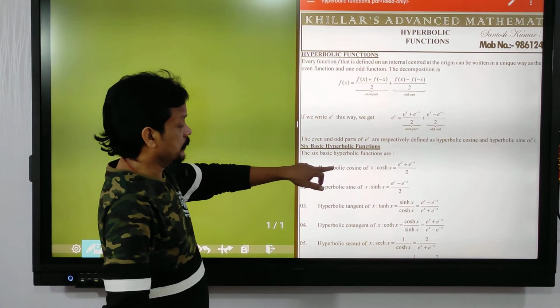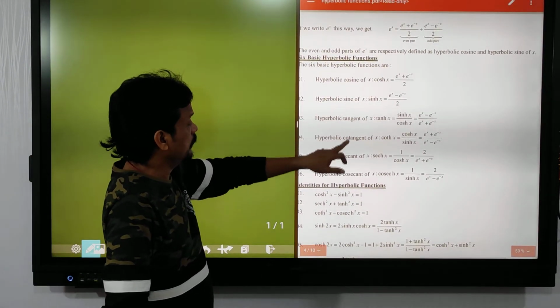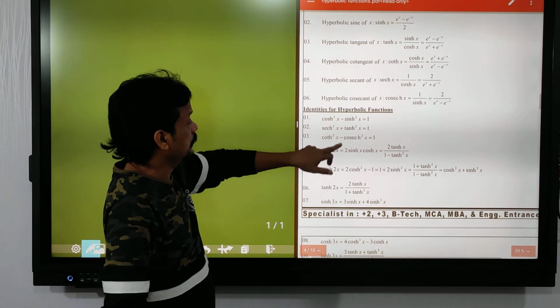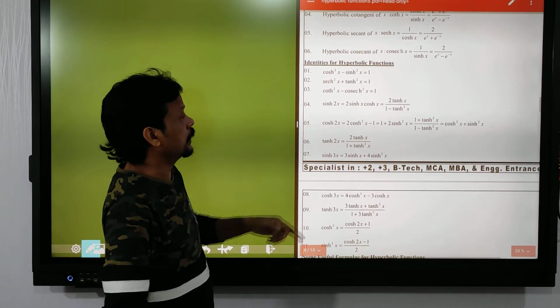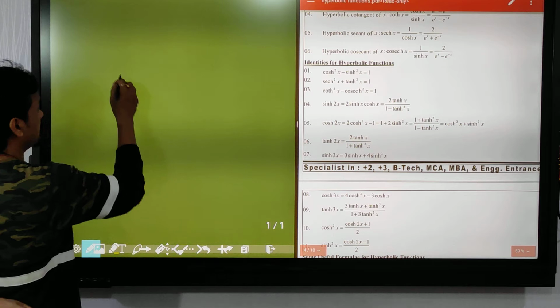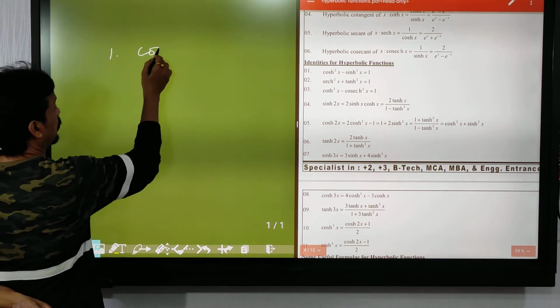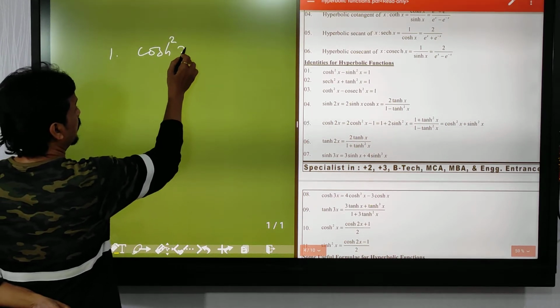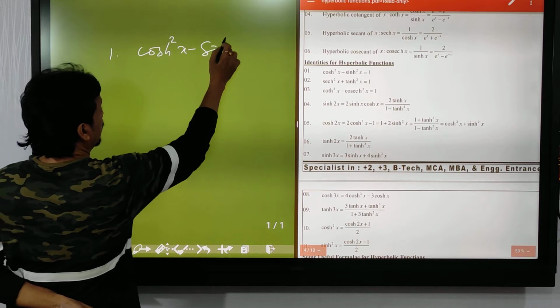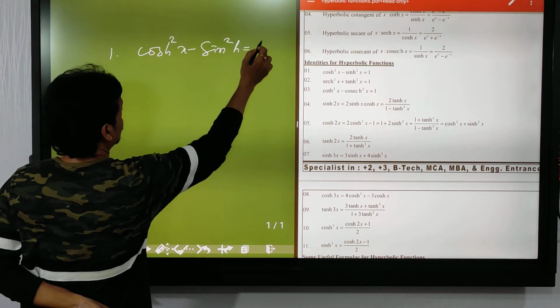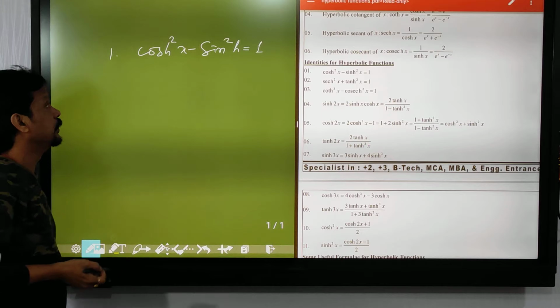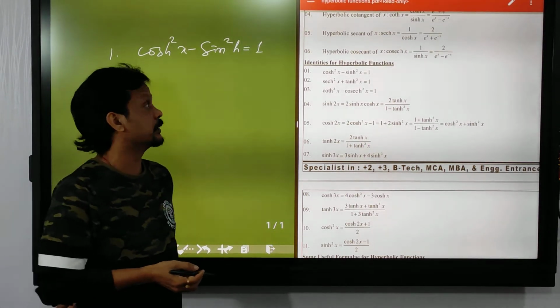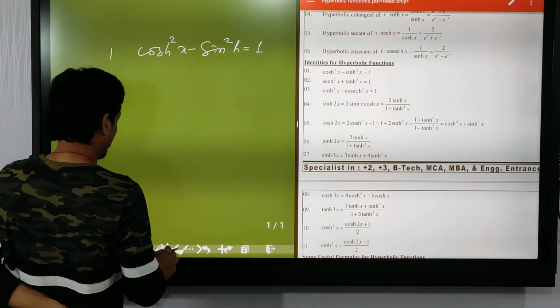of the hyperbolic functions. See here, these are the 6 formulas, and then let us see the identities for hyperbolic functions. The first identity: cosh square x minus sinh square x is equal to 1. So how to prove this one? Cosh square x minus sinh square x, sorry.